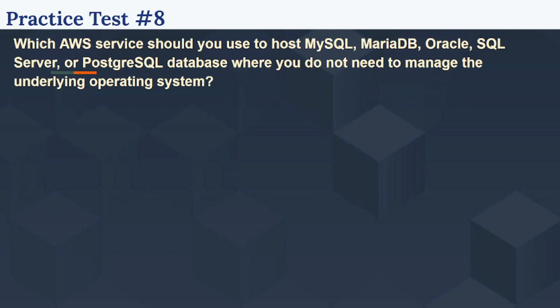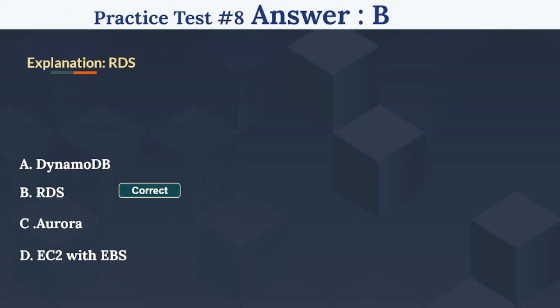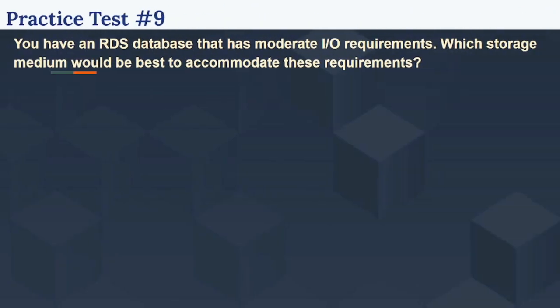So the options are: Option A, DynamoDB. Option B, RDS. Option C, Aurora. Option D, EC2 with EBS. Please select your answer in the next 5 seconds. 5, 4, 3, 2, 1. So the right answer is B, RDS. Let's move to the next question.